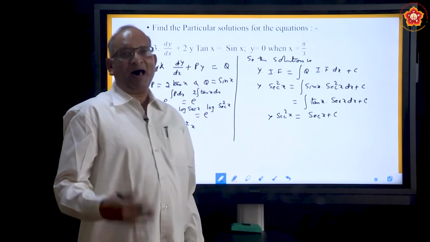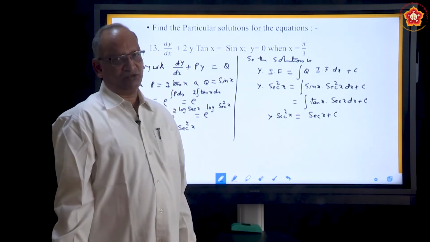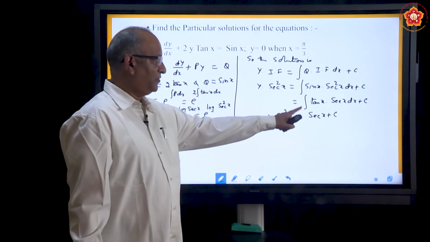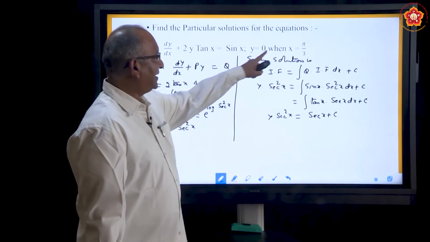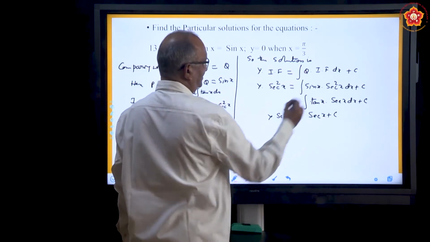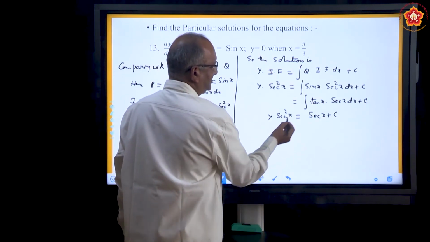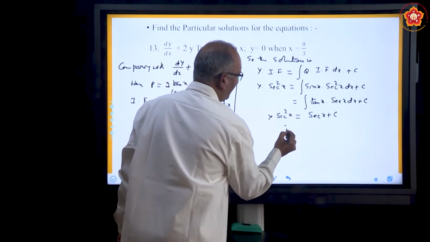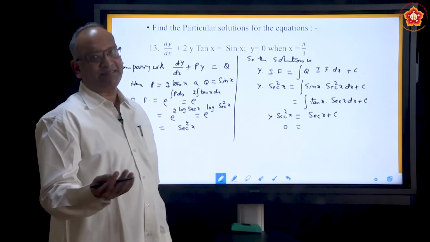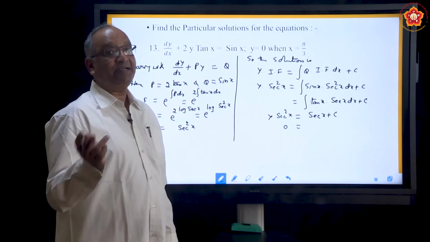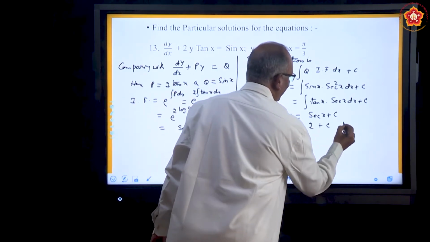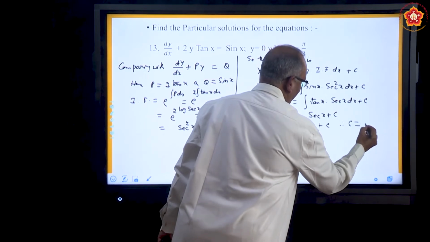This could be the answer if it was the general solution, but he says find a particular solution. So, in order to know the value of C, substitute x equal to pi by 3, y equal to 0. Substitute these two values in this. What is y? 0. So, the left hand side is 0. Sec pi by 3 is sec 60 degrees. What is sec 60 degrees? It is 2. Hence, we can say that C is equal to minus 2.